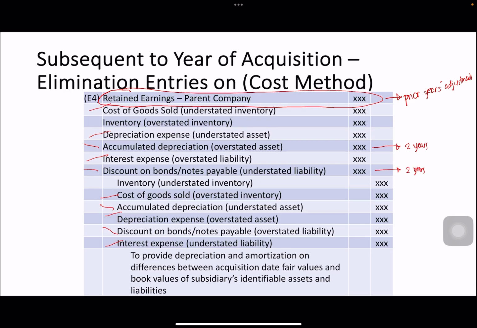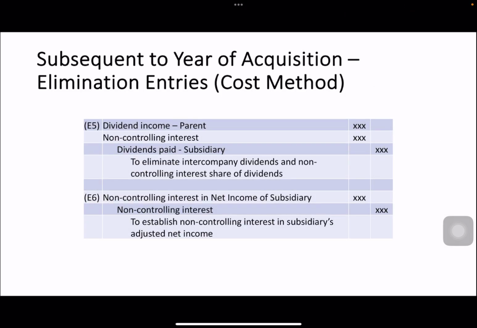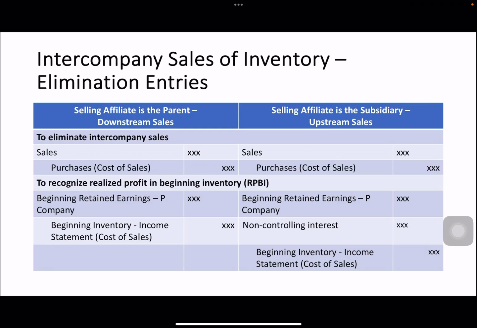The fifth and sixth eliminating entries on the second year of acquisition are similar to the eliminating entries prepared on the first year of acquisition. The objective of the fifth eliminating entry is to eliminate intercompany dividends and to decrease non-controlling interest for its share of dividends. The objective of the sixth eliminating entry is to establish non-controlling interest in subsidiaries' adjusted net income. In the next video, we'll proceed to discuss the eliminating entries for intercompany transactions.